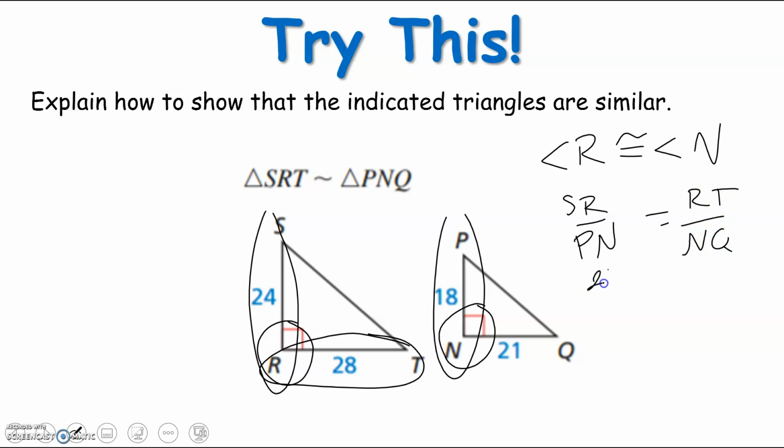For SR, we have 24. For PN, we have 18. For RT, we have 28. And for NQ, we have 21. The first fraction reduces by 6, so it becomes 4/3. The second fraction reduces by 7, so we also get 4/3. This is true, therefore that initial statement is true as well.